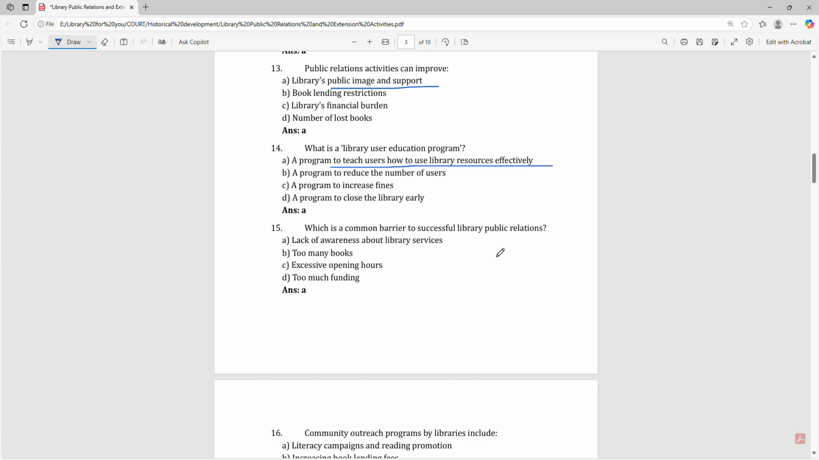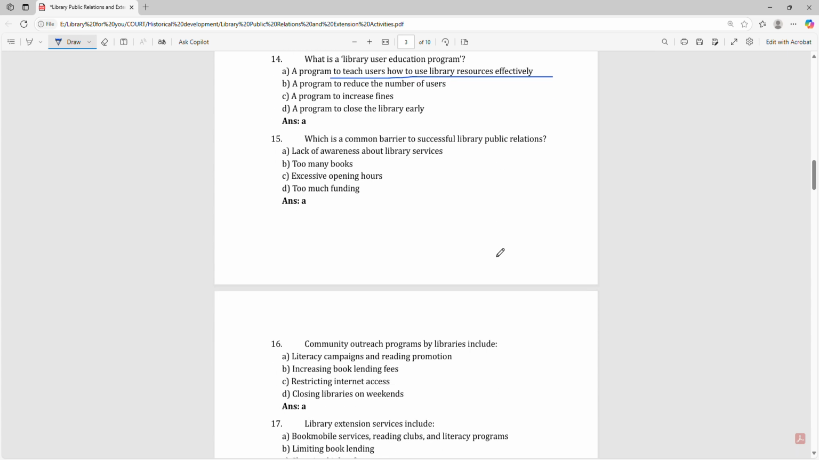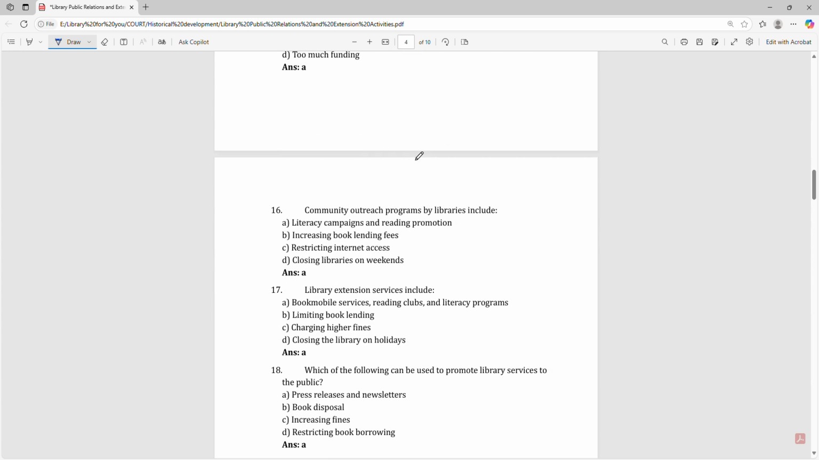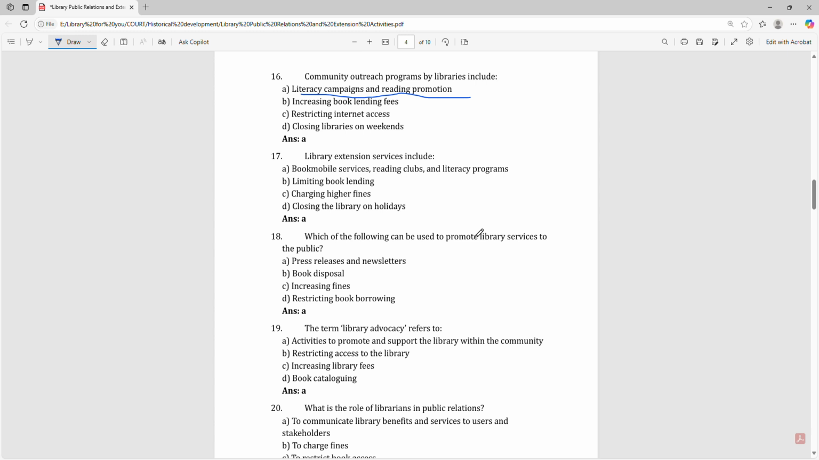Which is a common barrier to successful library public relations? Lack of awareness about library services. Community outreach programs by libraries include literacy campaigns and reading promotion. Library extension services include book mobile service, reading clubs and literacy programs.